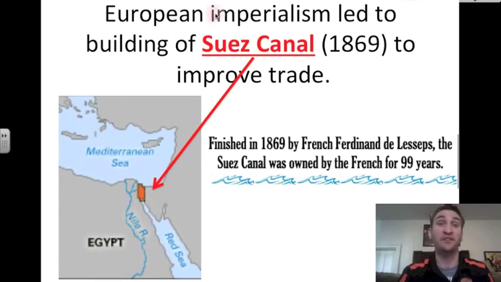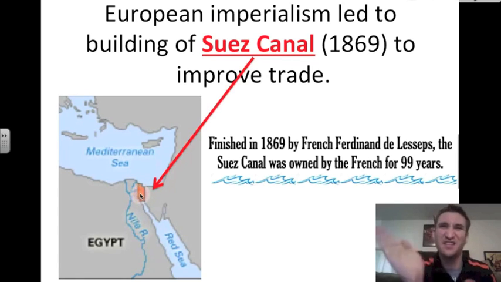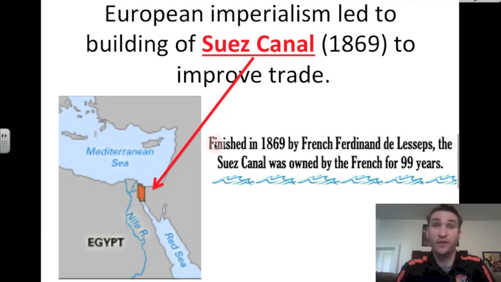Also, European imperialism led to the building of the Suez Canal to improve trade. Here is the Suez Canal in the northeast corner of Africa, the Mediterranean Sea, the Red Sea. Here is Egypt and the Nile River, and the canal connects the Mediterranean to the Red Sea. The Suez Canal was finished in 1869 by the Frenchman Ferdinand de Lesseps, and the Suez Canal was owned by the French for 99 years.